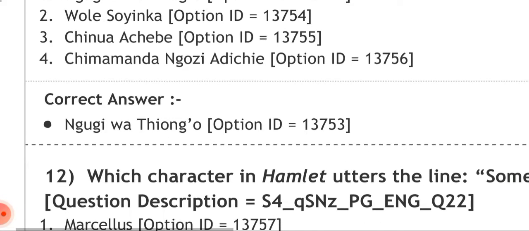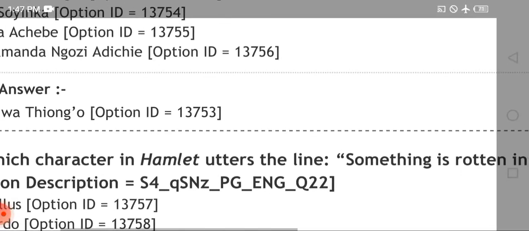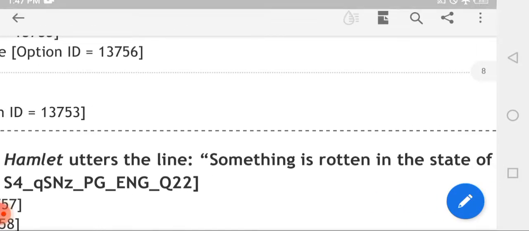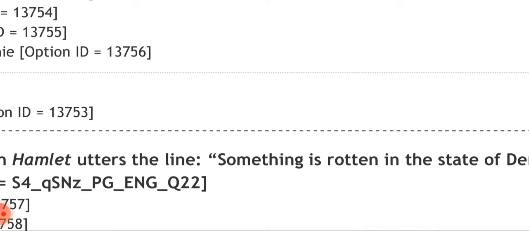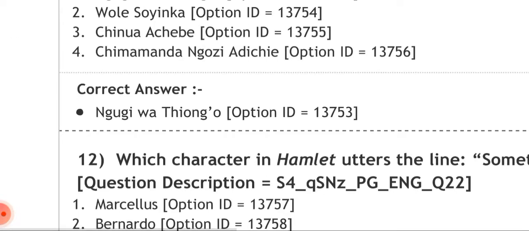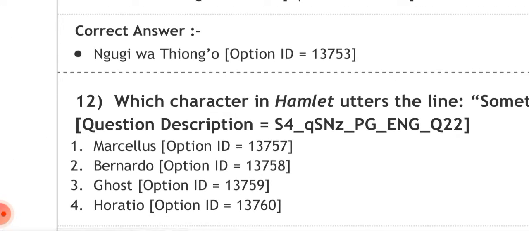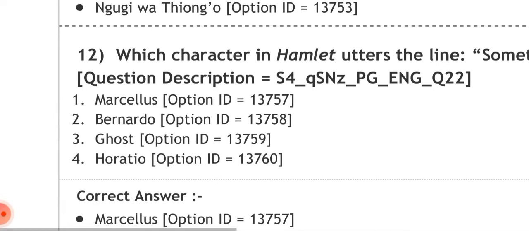Next question. Which character in Hamlet utters the line, something is rotten in the state of Denmark? Which character from the play Hamlet has uttered this line? The options are: number 1, Marcellus; number 2, Bernardo; number 3, Ghost; number 4, Horatio. The correct answer is Marcellus.